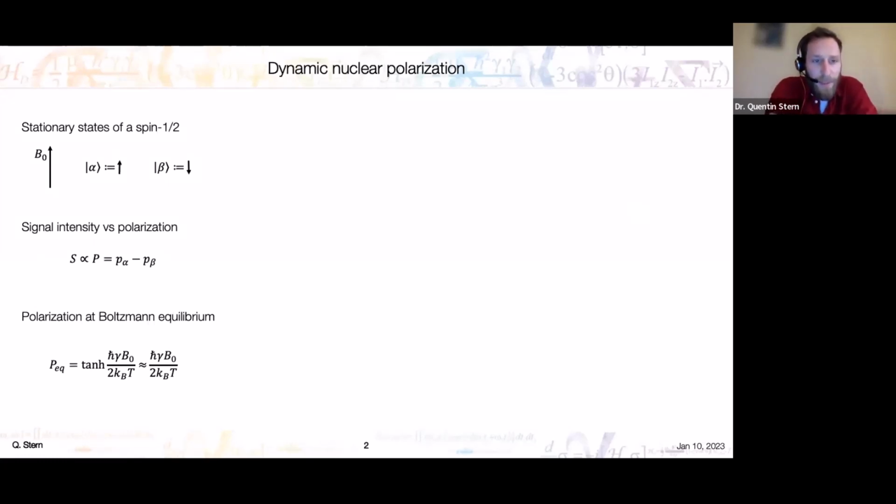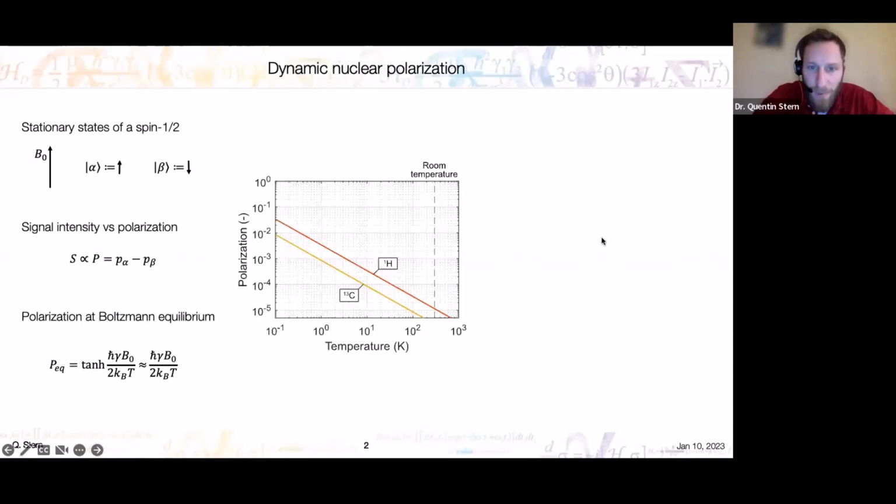And why do we want high polarization? It's because the signals that we record are proportional to the polarization. And when we don't apply hyperpolarization, the polarization is really weak. Here you see the Boltzmann equilibrium, which gives you the value of this polarization. And in the case of proton and carbon spins at a field of 7 Tesla, the polarization is below 10 to the minus 4, 10 to the minus 5 at room temperature.